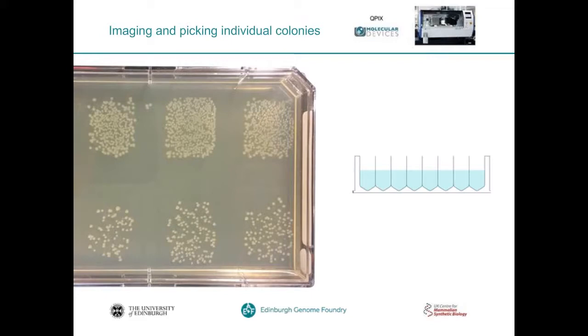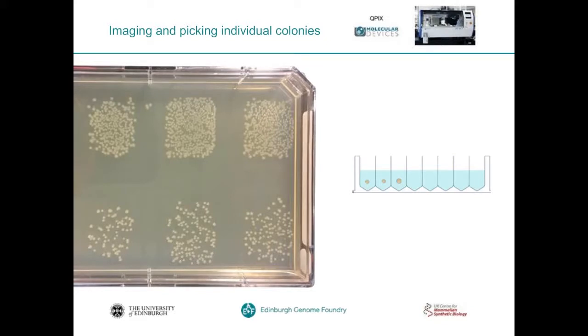They have 96 pins per head, so that means that per round of picking, it can pick up to 96 individual colonies from these agar plates, and then put them into what you see here as essentially a plate of growth medium, so that the bacteria that they have picked can grow, so that we can extract the DNA the following morning. So this is a cartoon representation of how the picking happens.